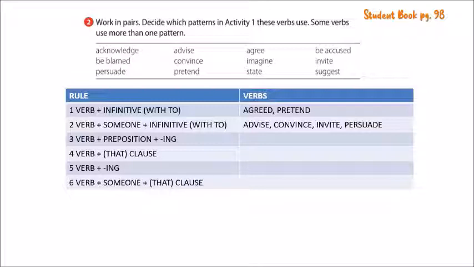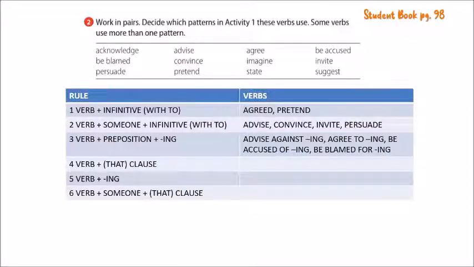Okay, now what about the next one? Verb plus preposition plus ing. We have advise against and the verb in ing, agree to and the verb in ing, be accused of and ing, and be blamed for with ing. Okay, advise against eating pizza at night. I agree to preparing lunch for everyone.